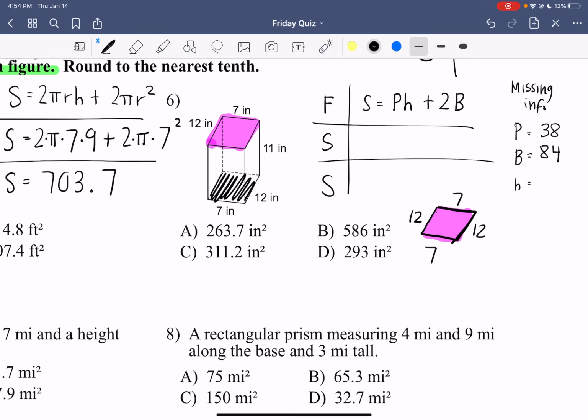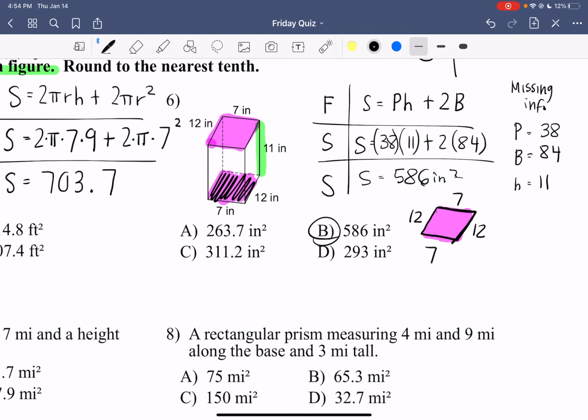And then the height of our prism is the number that connects our two bases. So right here our two bases are connected by that 11. So now we have all of our missing info and we can substitute it accordingly. So our capital P is 38 times the height 11 plus 2 times the area of the base. The area of the base is 84. So you can type that out. 38 times 11 plus 2 times 84 lands us at surface area equals 586 inches squared.